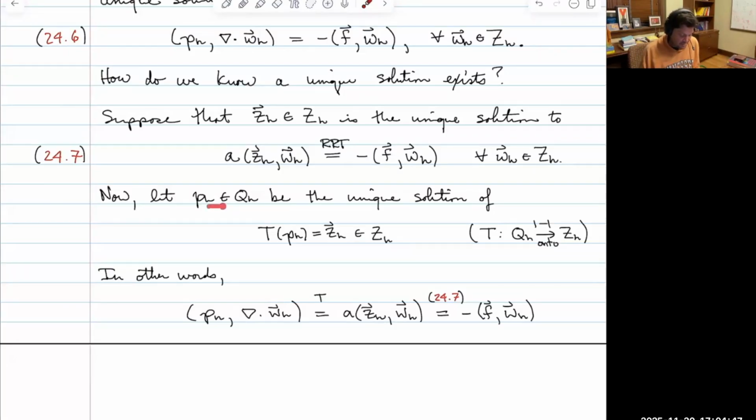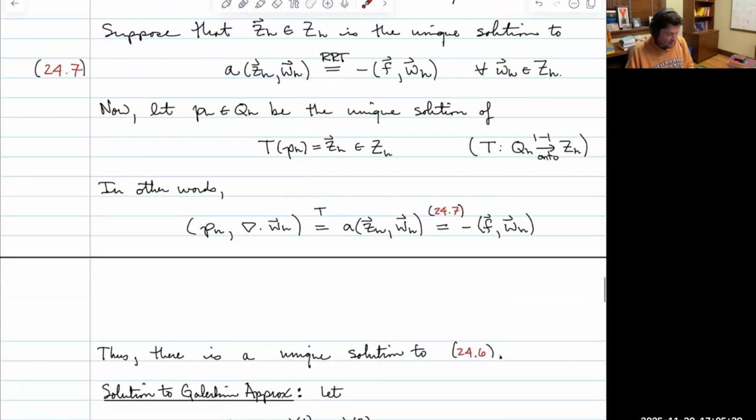So now we're going to let pH be the unique solution of this equation. How do we know a unique solution for this exists? Well, we know that T is one-to-one onto from QH to ZH. Therefore, there has to be a unique element over there mapped to this unique element here. And by the definition of T, pH satisfies this equation. But we know from here, 24.7, that this equals that. So our original equation, 24.6, which is basically the combination of these two, has a unique solution, because P has to be connected to this unique ZH.